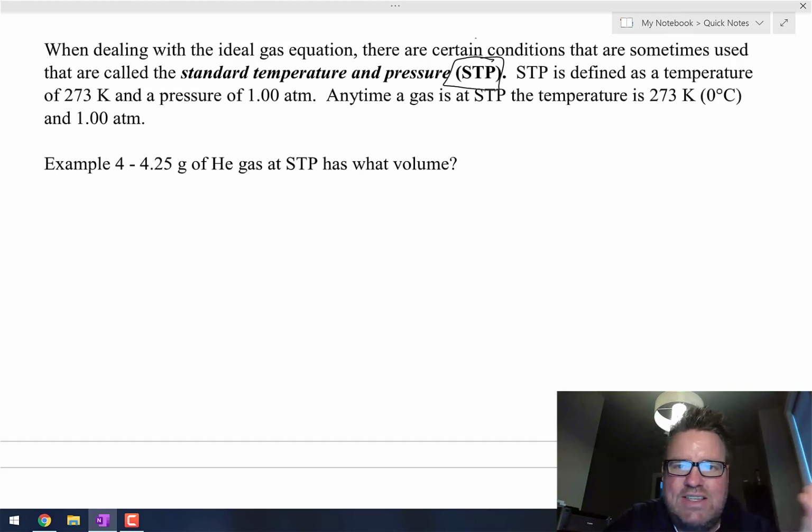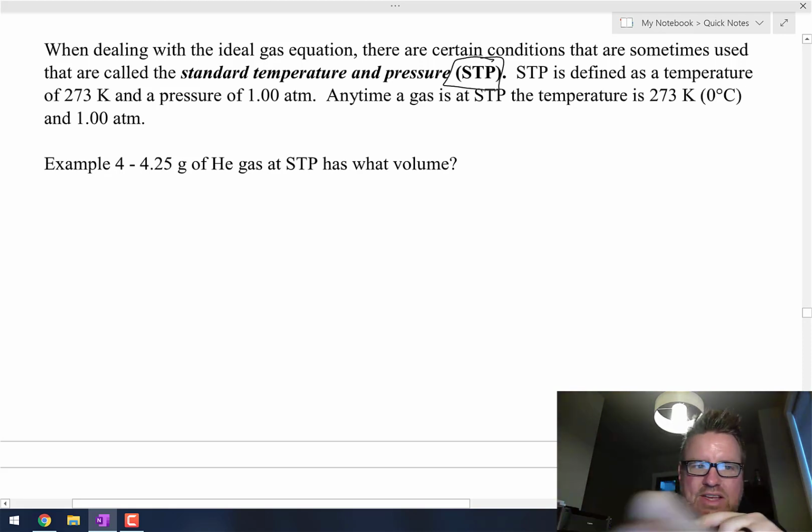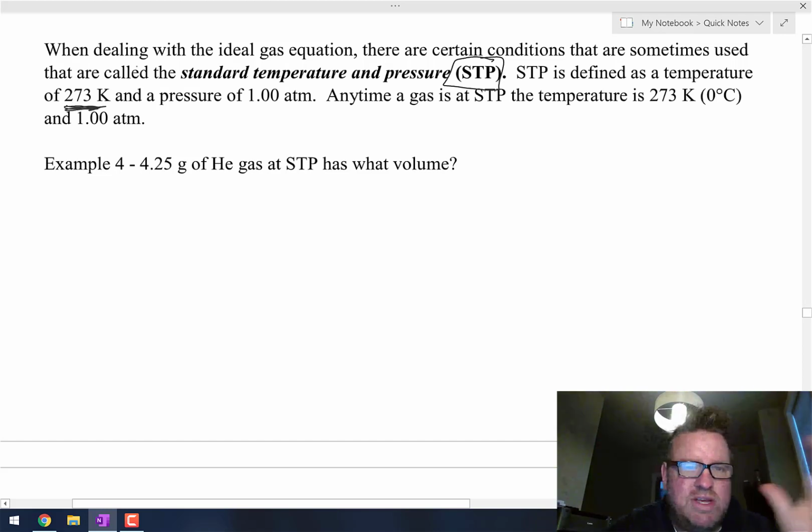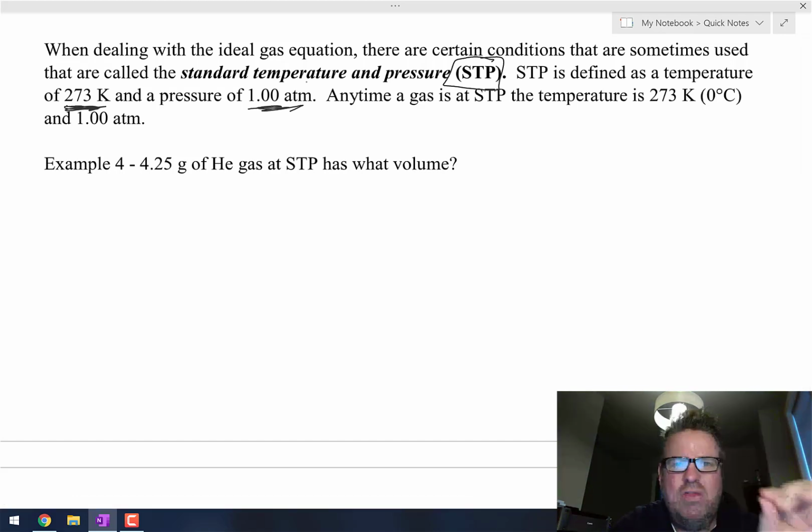When they say a gas is at STP, they're telling you the temperature and the pressure every time. So STP is defined as a temperature of 273 Kelvin, which is 0 degrees Celsius, and a pressure of 1 atmosphere. So anytime a gas is at STP, you immediately know the temperature is 273 Kelvin and the pressure is 1 atmosphere. So, in example number 4 here, it says 4.25 grams of helium gas at STP has what volume?